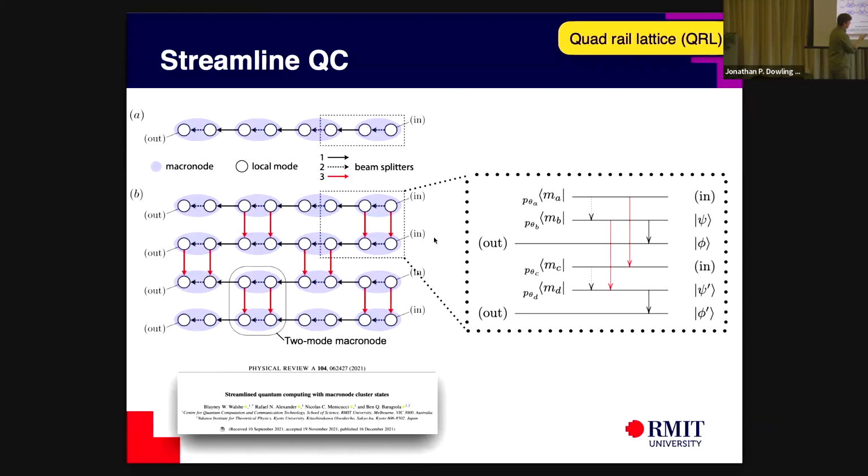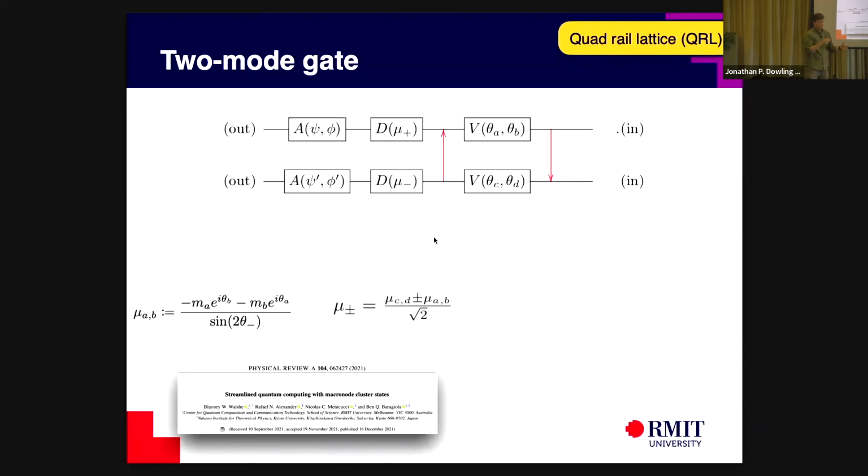But the important part is that I won't actually go through it because it's reasonably simple once you know it, and it's just annoying to go through in detail on a slide. But you can write it down as this Krauss operator. It just has 2 inputs and 2 outputs. And this is the 2-mode operation that happens. That depends on theta A, B, C, and D, which is the angle of the 4 measurements. It depends on the measurements, MA, MB, MC, and MD.